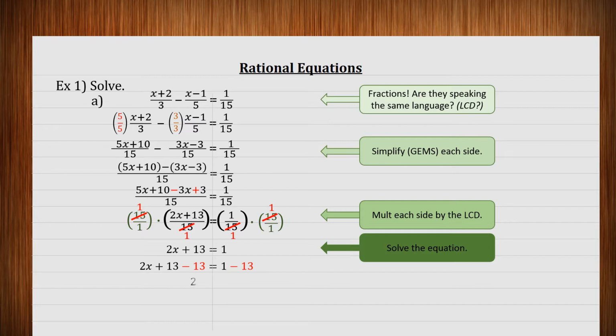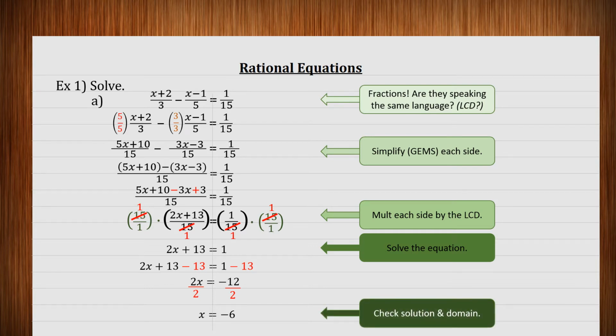First step should be to subtract 13 on both sides. Divide both sides by 2, and you should have found x equals negative 6. But wait, that's not your final answer necessarily. You have to check your solution and the domain. That means you have to make sure your original problem, the denominator, would never equal 0.